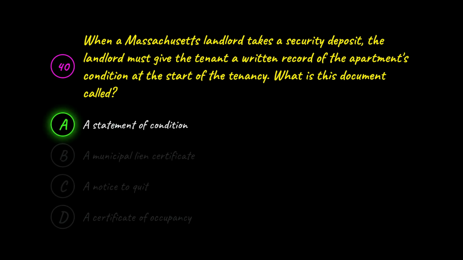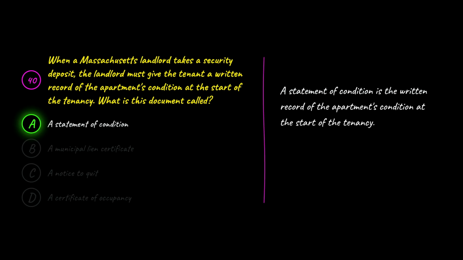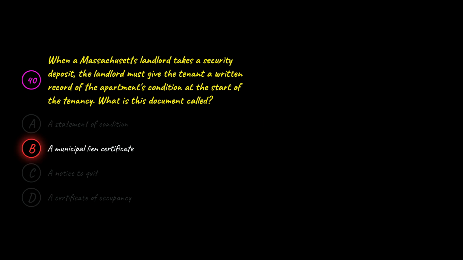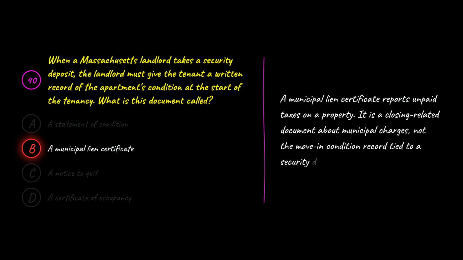The correct answer is A, a statement of condition. A is correct because a statement of condition is the written record of the apartment's condition at the start of the tenancy. A landlord taking a security deposit must provide it at receipt or shortly after the tenancy begins. B is wrong because a municipal lien certificate reports unpaid taxes on a property. It is a closing-related document about municipal charges, not the move-in condition record tied to a security deposit.